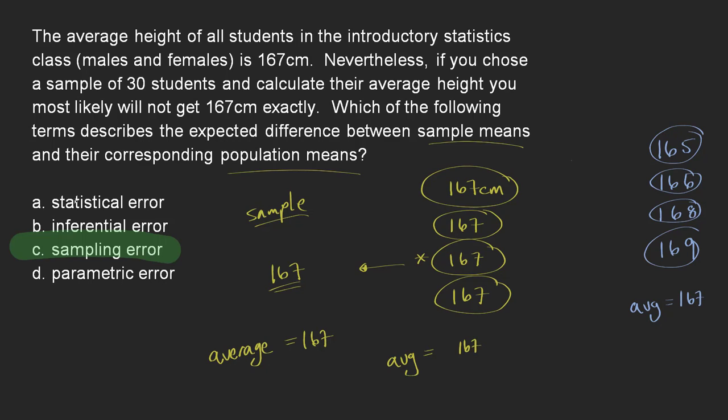Statistical error is just general error in doing research. So one type of statistical error is sampling error. There are other types of statistical errors. But again, these are not covered in your course, so I'm not going to go through that, or at least they're not covered right now. The only type of error that you're taught early on in the book like this is sampling error. Sampling error is the expected difference between sample means and their corresponding population means.